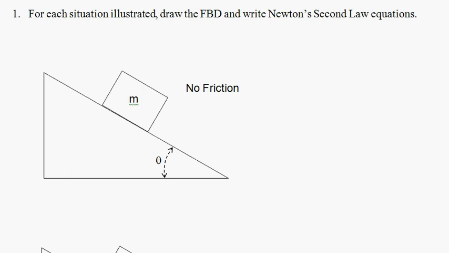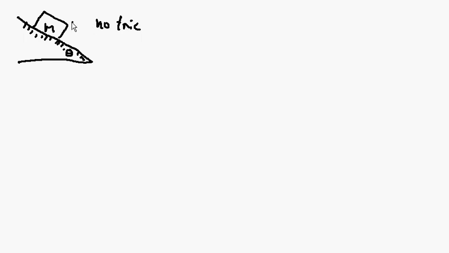So let's do this problem here, where you've got no friction. You just have a block sitting on this sloped surface with a slope of theta. Here I'm going to sketch the problem. There's our slope theta. There's our block with mass M. We have no friction.